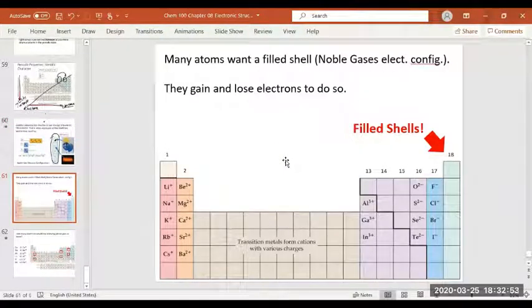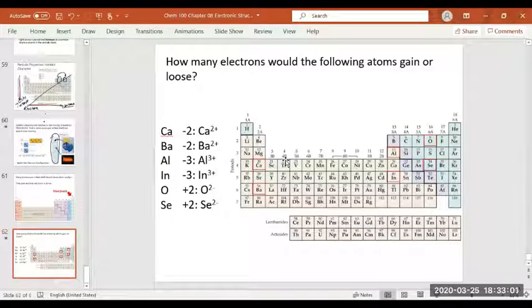Here, many atoms want to fill the shell like noble gases, so they gain or lose electrons. So look here, you can find how many electrons each element needs to lose to be stable. So for example, calcium. Look at the calcium. Now calcium needs to lose or gain electrons. Or you can ask another question: calcium will form a positive ion or negative ion, and how much charge? You will compare the calcium with the noble gas that's close to it, not necessarily the one coming before it. Compare the element with the noble gas that's close to it.